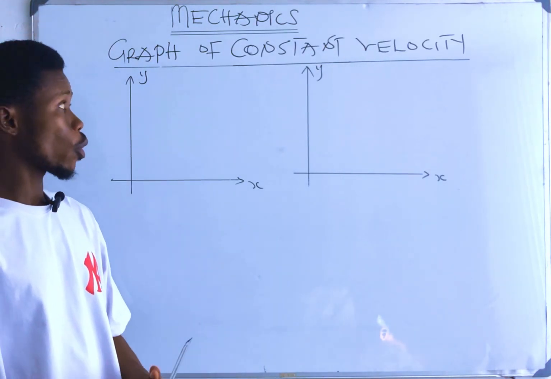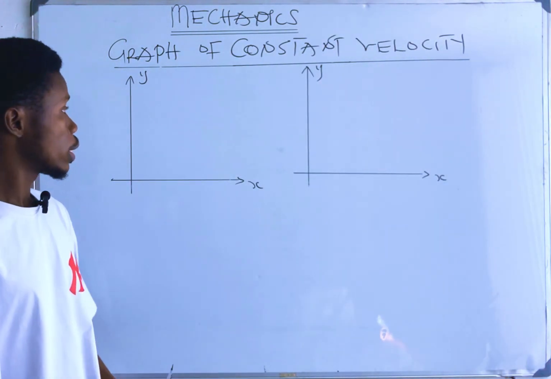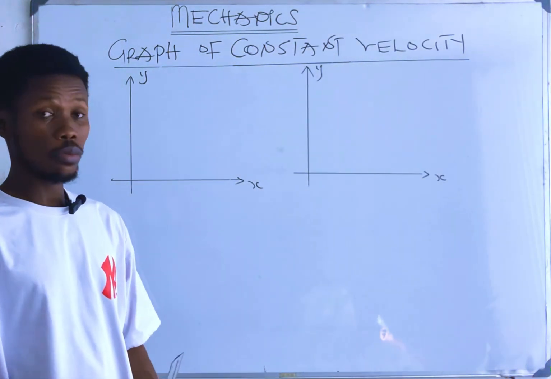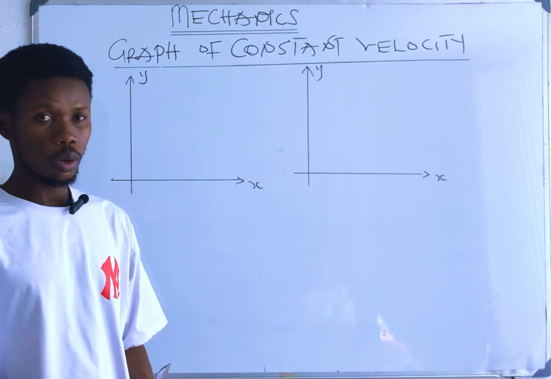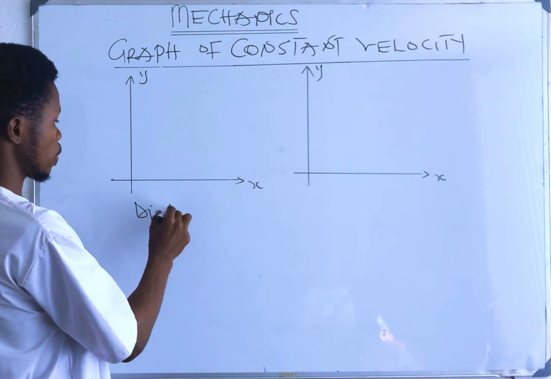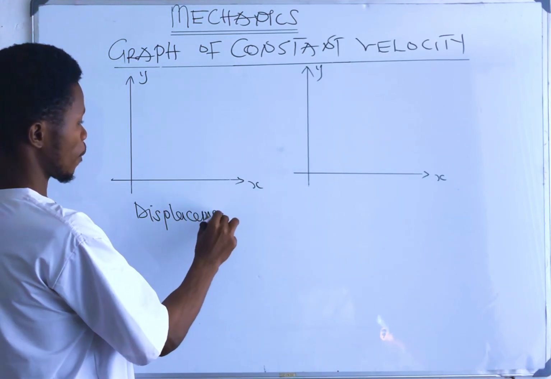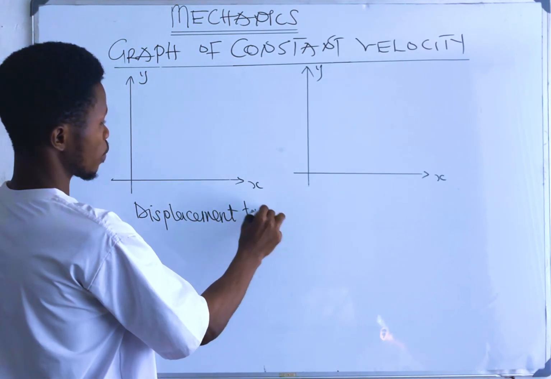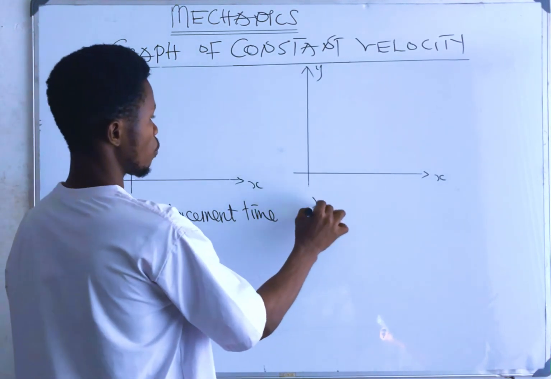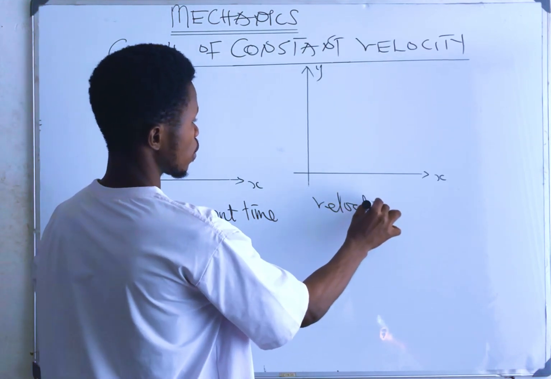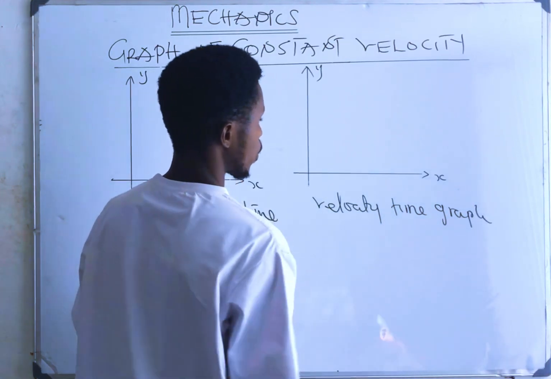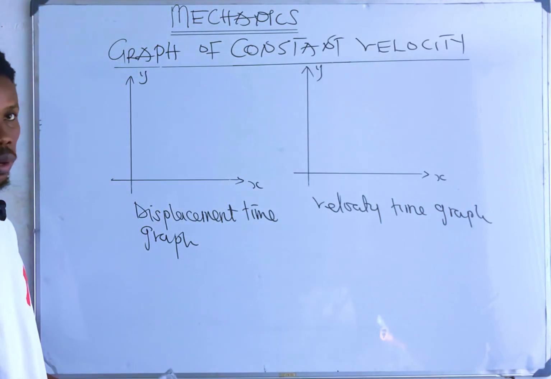Now we are looking at a graph of constant velocity. When it comes to velocity, we have two types of graphs. We have the displacement-time graph, then we have the velocity-time graph. These are the two main kinds we are going to look at.